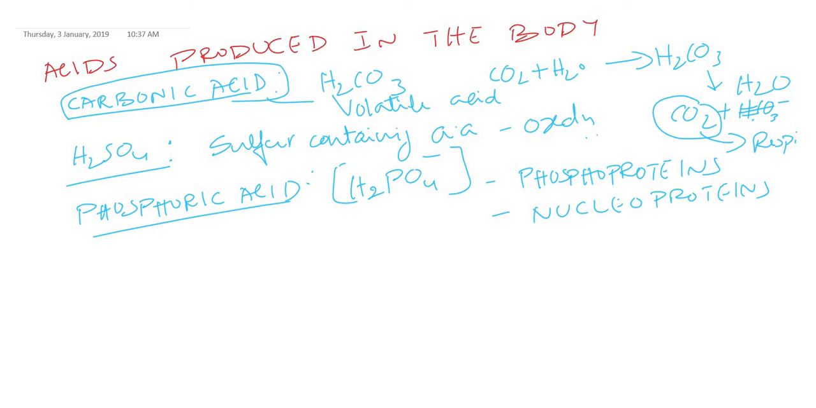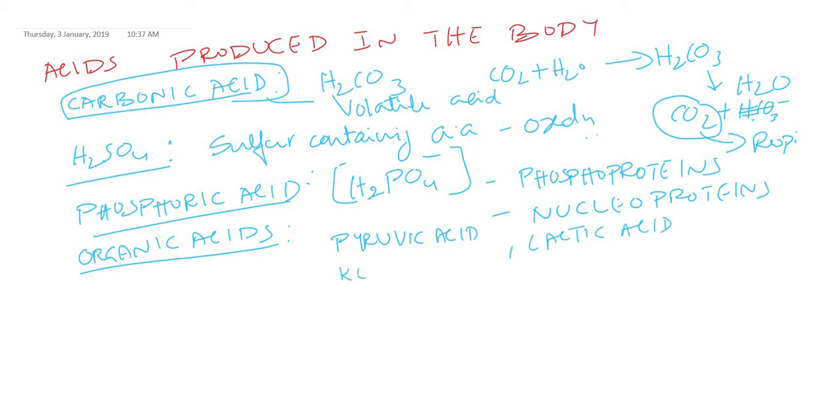Another type of acids which are generated in our body is organic acids. They are pyruvic acid or pyruvate, lactic acid or lactate, and keto acids. This pyruvic acid and lactic acid we already studied in glycolysis. You can check the glycolysis video.